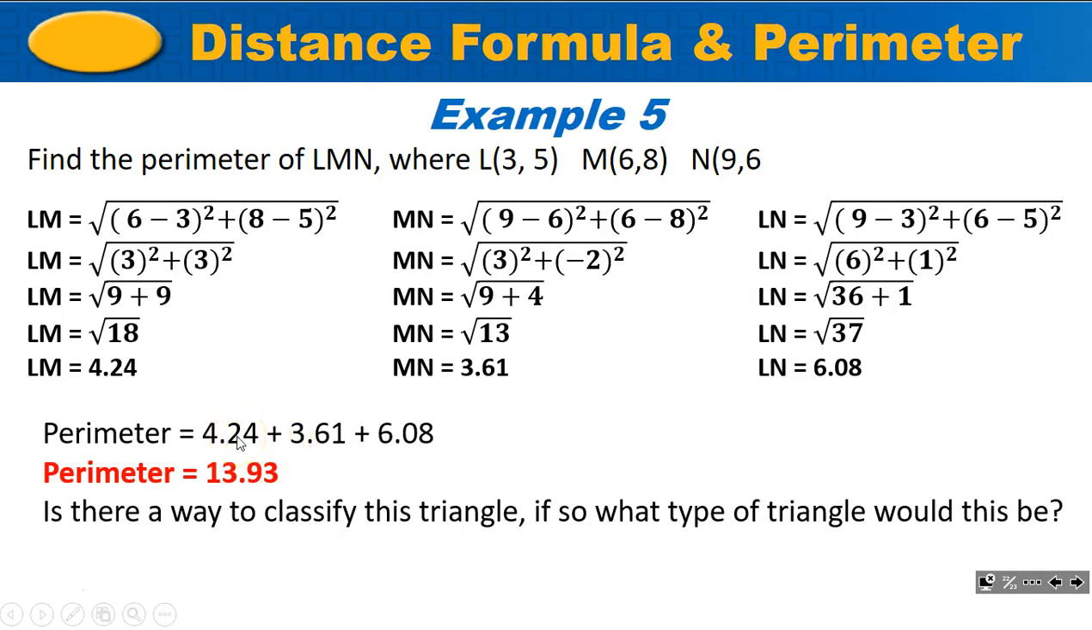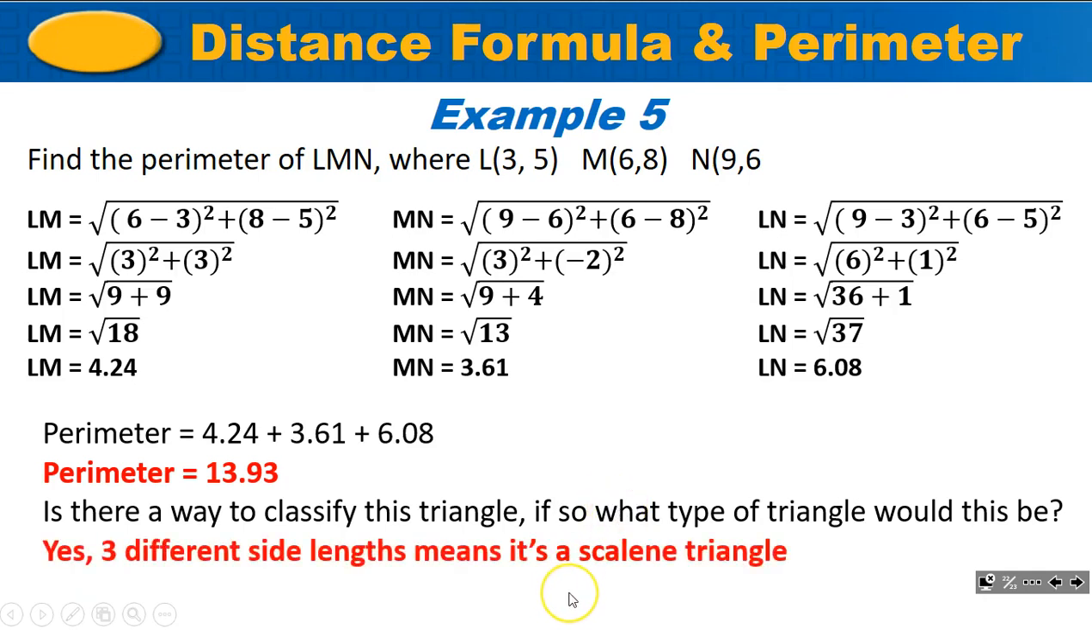If it was an equilateral triangle, all 3 of these sides would be the same, so we can eliminate that. If it was isosceles, 2 of these sides would be the same, and that's not the case either, so it's not isosceles. So it's not equilateral, it's not right, it's not isosceles. So our only choice here is because it has 3 different side lengths, it means it's a scalene triangle.